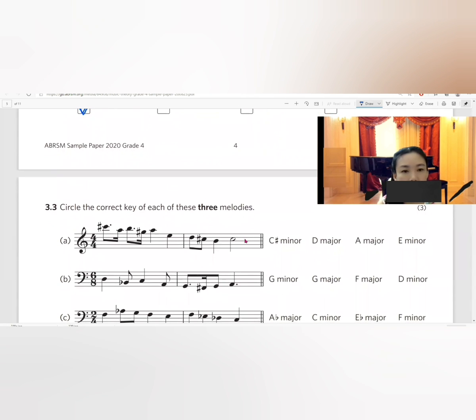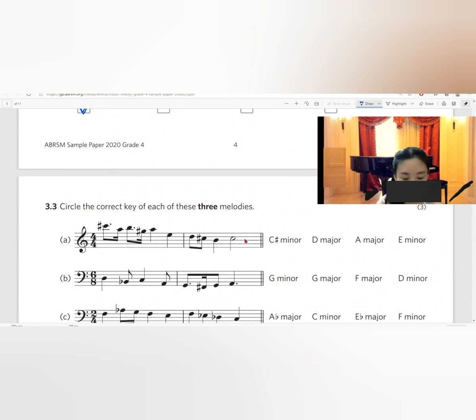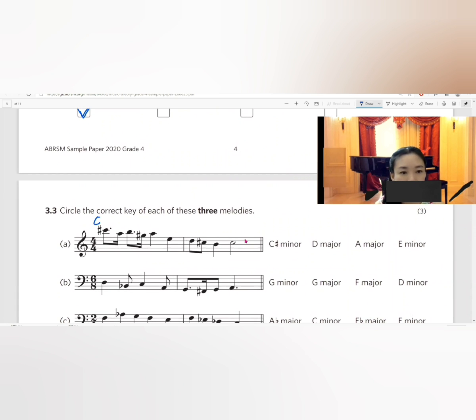Next one, circle the correct key of each of these 3 melodies. There are C sharp, a G sharp, and a C sharp also. Looks like you have C sharp and G sharp. For the key signature of sharps, usually we start with an F. We should have F sharp, followed by C, and then G. But over here, there is no F. So if they give you C and G, it means you should know there is an F sharp there. But over here, they cannot show you the F sharp because there's no F note. So actually this one has 3 sharps and does not have any other accidentals. So this belongs to A major, because the only key here that has 3 sharps is A major.